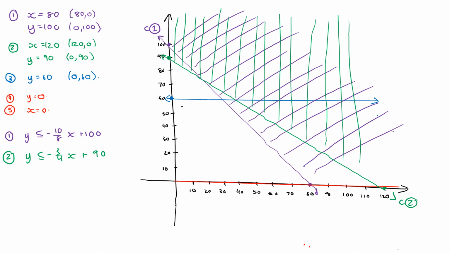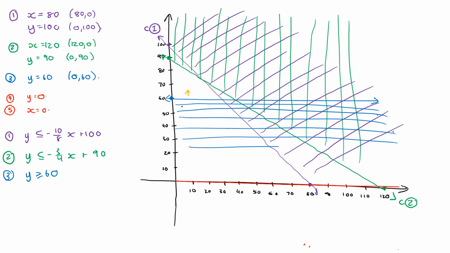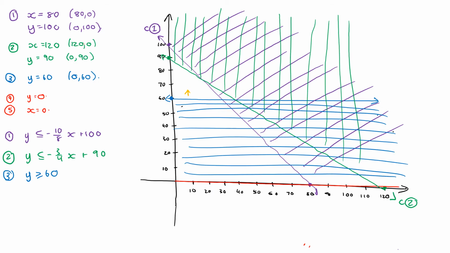Now we look at constraint 3. Constraint 3 says y must be greater than or equal to 60. So for constraint 3, everything above this blue line is feasible, and everything below it is not. So again, we go ahead and do the scratching. I'm going to make it all horizontal to make my life a little bit easier. Okay, and then we do the rest of it.